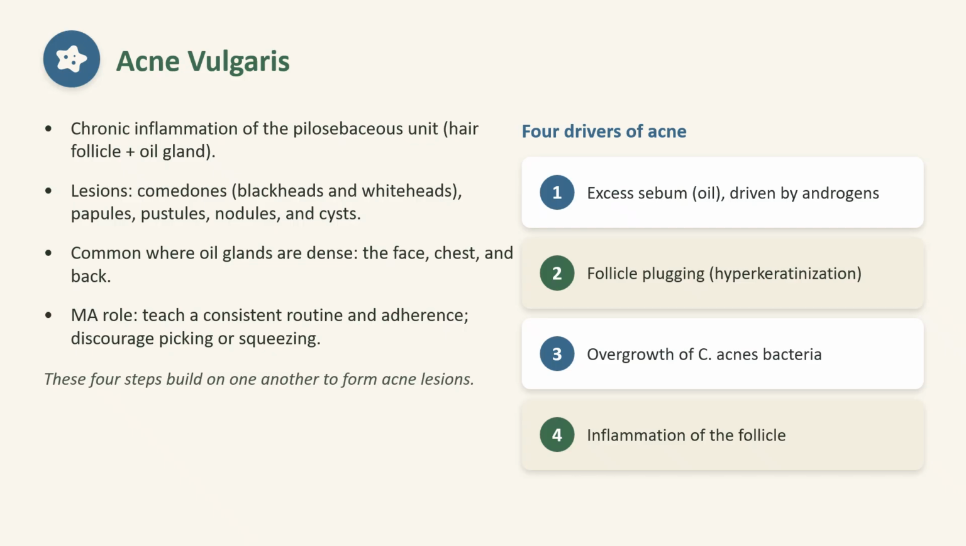Those 4 steps explain every acne lesion. A plugged follicle is a comedone. Open ones are blackheads, closed ones are whiteheads. When inflammation takes over, you get papules and pustules, the red bumps and pus-filled spots, and in severe cases, deeper nodules and cysts, which can scar. Acne shows up on the face, chest, and back, where oil glands are densest. Your role is coaching. Treatments take weeks, so patients quit too early. Teach a simple, consistent routine, emphasizing sticking with it, and steer them away from picking or squeezing, which worsens inflammation and scarring.